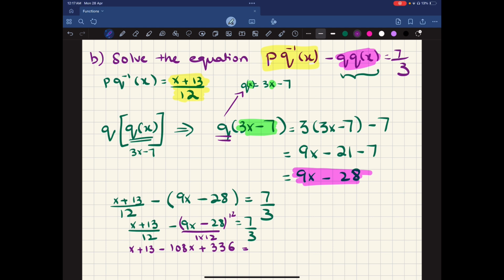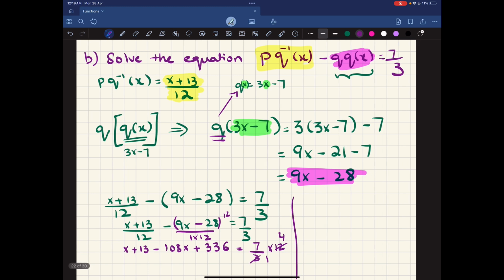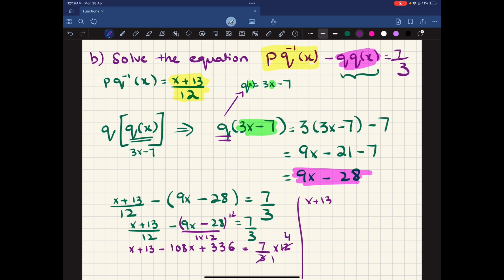is equal to 7/3 over 12. So what are we going to do? We're going to take this 12 to the other side. It will be multiplied. So here it comes. What do we have now? So 28. So what do we have? We have x plus 13 minus 108x plus 336 is equal to 28.